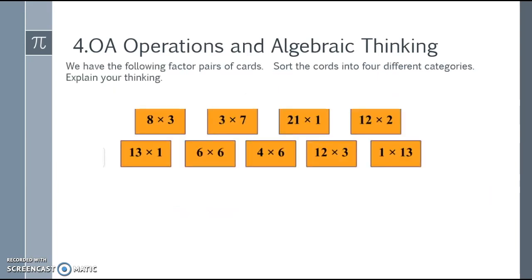We have the following factor pairs of cards. Sort the cards into 4 different categories. Explain your thinking. Take a moment to put them in order, how you think they should be put, and then we'll come back together and see how I did it.